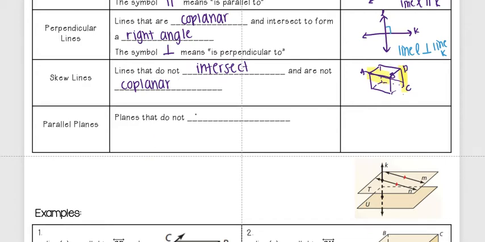And then parallel planes are planes that do not intersect. So that would look like this. Kind of like the parallel lines, except now I'm just doing it with planes.